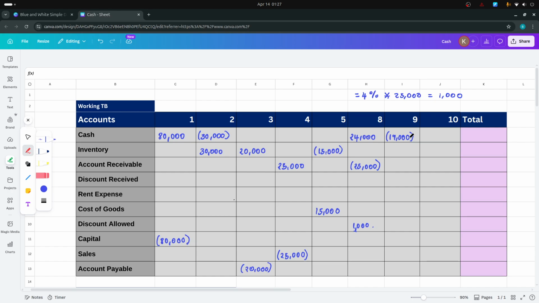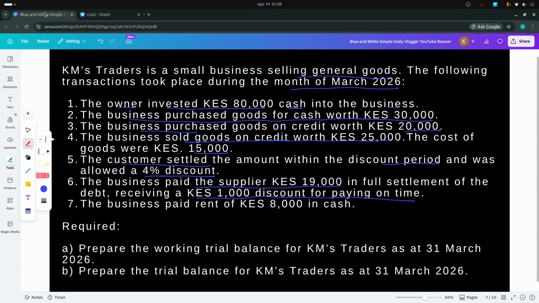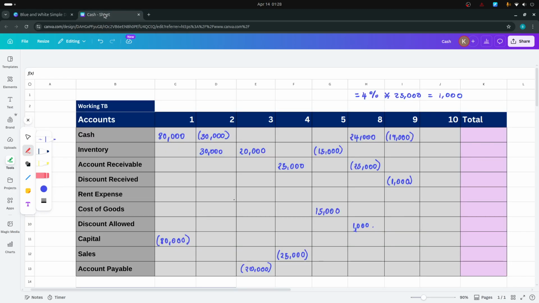And as I mentioned earlier, discount received is like a revenue. It is a gain to the business. So how do you record an increase to your revenue account? You credit that account. So we are going to credit 1,000 to the discount received. And then on the other end, we have to reduce our account payable, because now we have paid this supplier. So you come and debit the account payable, because now we want to reduce that account.